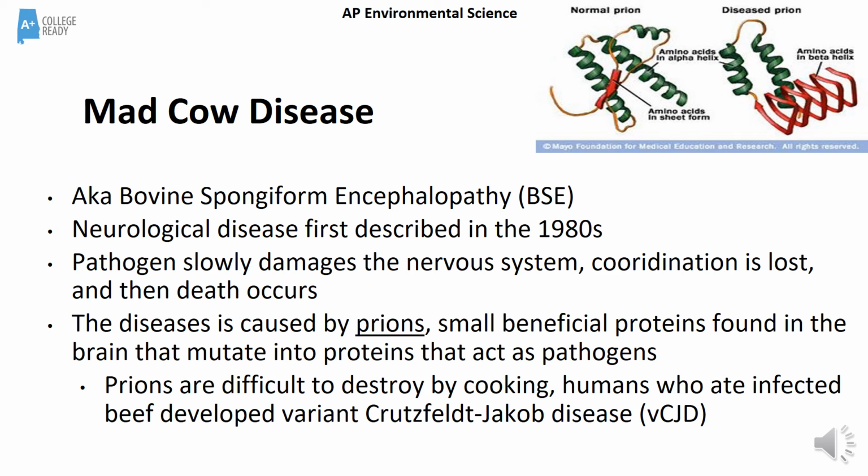Mad cow disease is also known as bovine spongiform encephalopathy. It is a neurological disease that was first described in the 1980s. The pathogen slowly damages the nervous system and coordination is lost and then death occurs. The disease is actually caused by something called prions, which are small beneficial proteins found in the brain that mutate into proteins that act as pathogens. Prions are difficult to destroy by cooking. Humans who ate infected beef developed a variant called Creutzfeldt-Jakob disease, or vCJD.